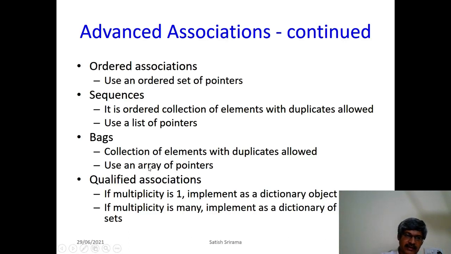Then the other type of advanced associations which we have already discussed are qualified associations. For qualified associations, if the multiplicity is 1, implement it as a dictionary of objects. But if the multiplicity is many, implement it as a dictionary of object sets. However, the multiplicity being many for qualified associations is extremely rare.